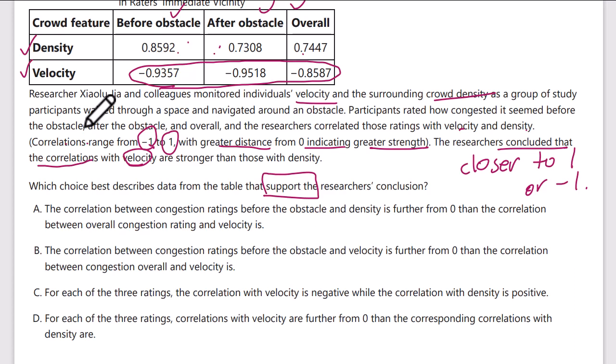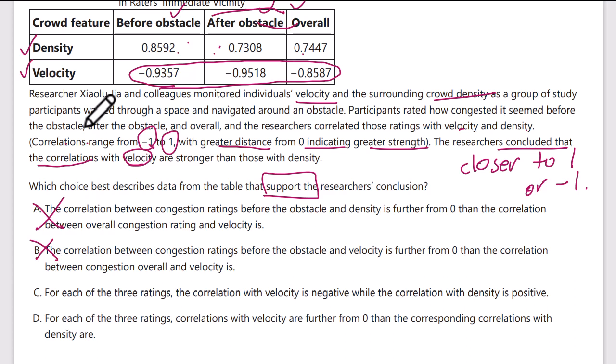Correlation between congestion ratings before the obstacle and density is further from 0 than between overall congestion, and that's just simply not answering our question. The correlation between congestion ratings before the obstacle and velocity is further from 0 than the correlation between congestion overall. Okay, it's not between before and after and overall. That's just the wrong comparison.